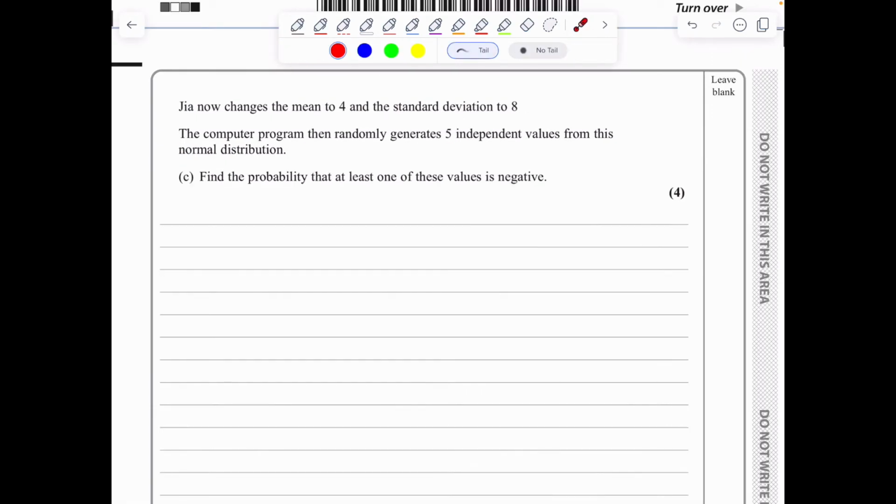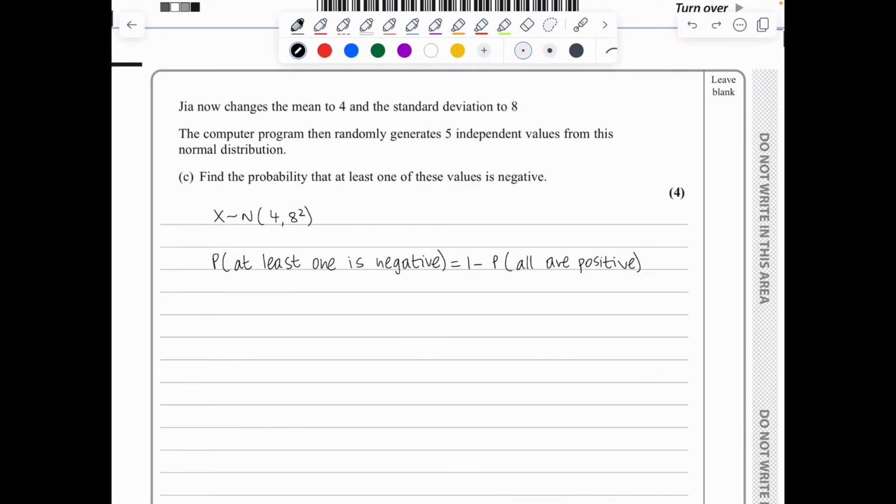We now have that the mean has been changed to 4 and the standard deviation to 8, and we randomly generate 5 independent values from this distribution, and we need to determine the probability that at least one of these values is negative. So we've got that x follows normal 4, 8 squared, and we are after the probability of at least one being negative, which is simply 1 minus all of them being positive. So I will start by finding the probability that one of them is positive.